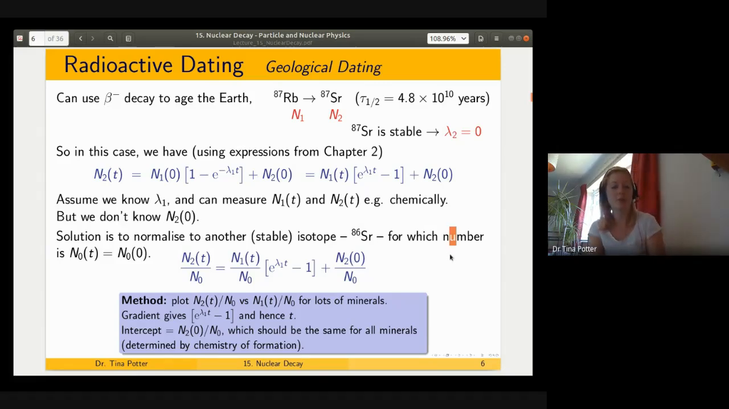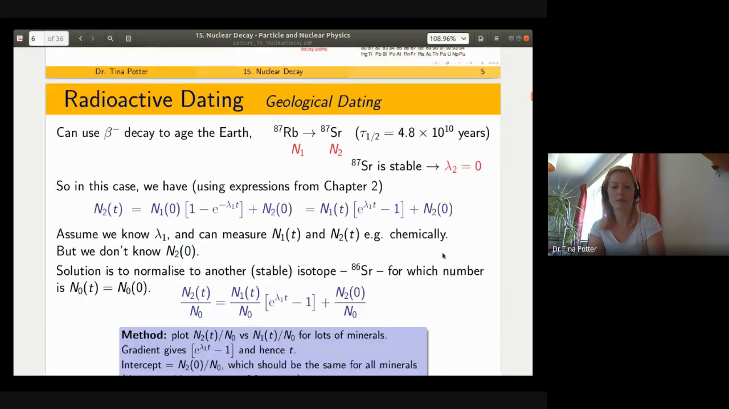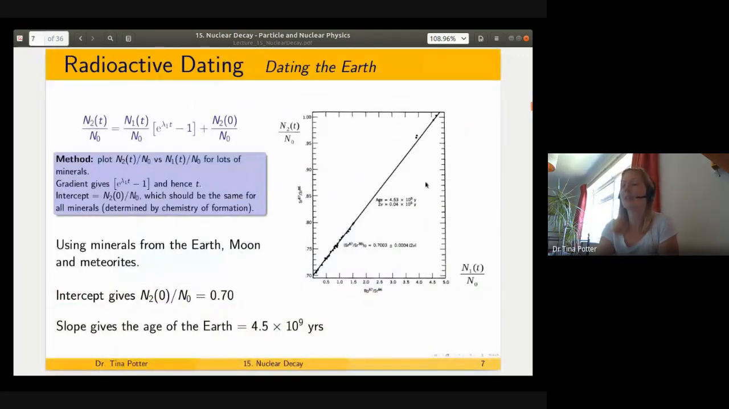So let's have a look at this. We can plot this. Let's try and do this properly. We can take lots and lots of different rocks, right? We can take them from the Earth, the Moon, from meteorites, and we can have a look at their strontium-87, strontium-86, and rubidium-87 ratios, and we can plot those against one another. So here we have the strontium-87 to strontium-86 ratio at time t, that's now, and we can have a look at the rubidium-87 to strontium-86 ratio as well.